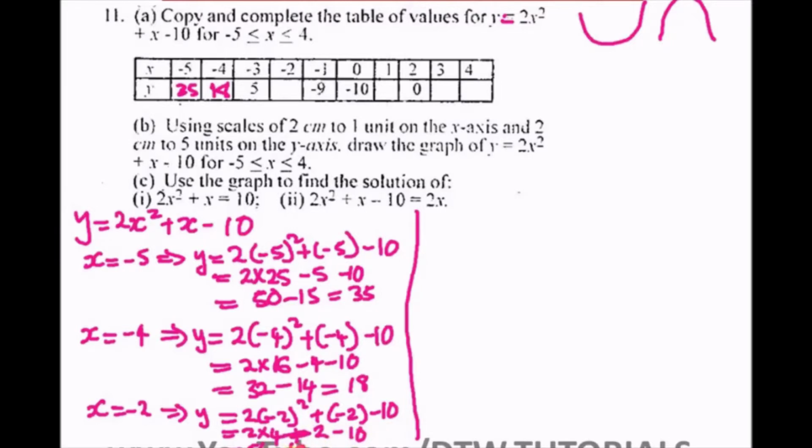And what is 8 minus 12? That will give us a negative what? 4. Is that not it? So we have a negative 4 here. So for x equals minus 2 we have what? A negative 4. The next value we have to look for is when x is what?